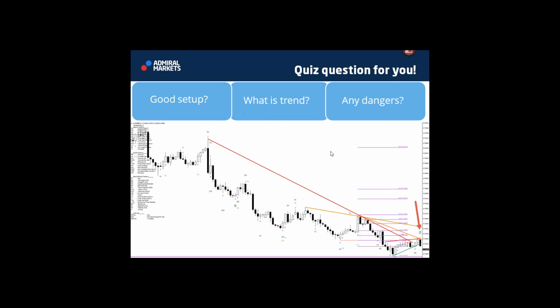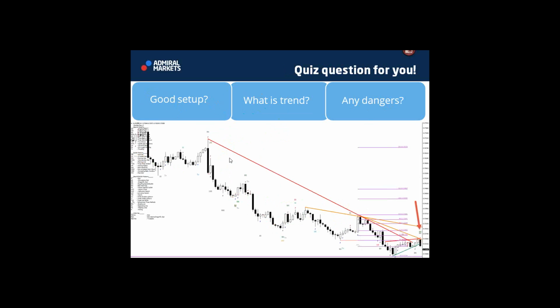So I have a question for you. I threw a lot of stats to you, and I know that not everyone is into that. So I want to make it a bit interactive. What do you think about the setup with the red arrow? Do you think it's a good setup, or do you think it's a bad setup? So let me give you some details.